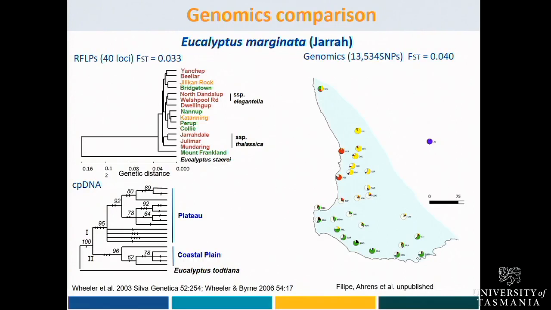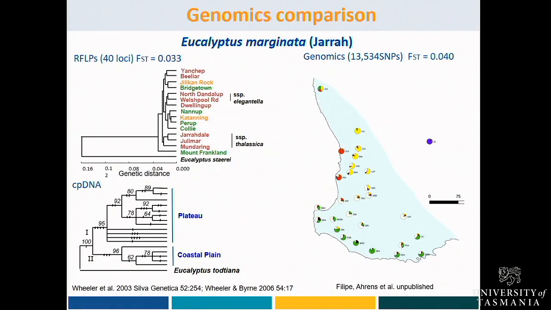The red is the northern forest and green is the southern forest. Foresters differentiate between the northern forest and the southern jarrah forest. We found no genetic structure with RFLP loci, but with genomics we've found structure again into the north, the centre and the south. And interestingly, the coastal plain comes out.